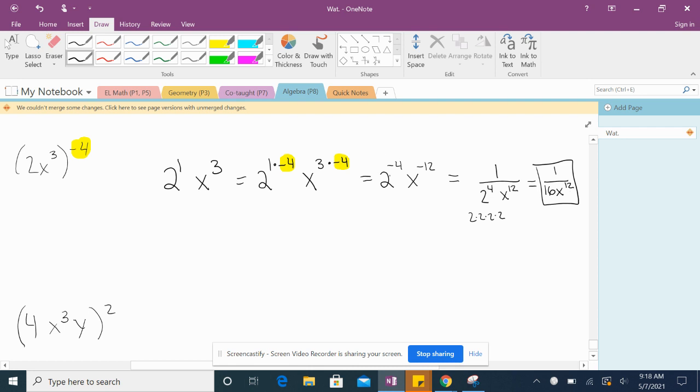So again, when we have those negative exponents, we have to flip them in the fraction and they change to positive.